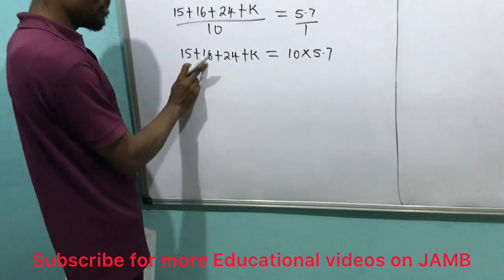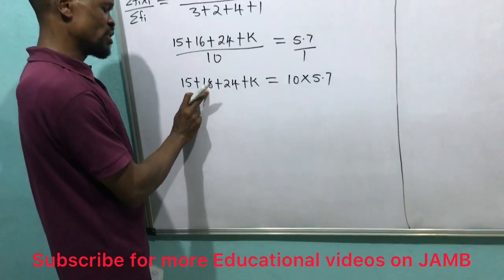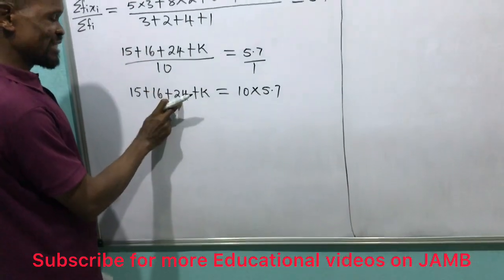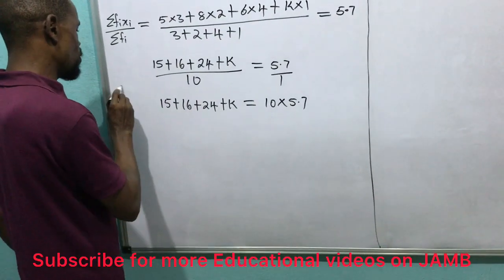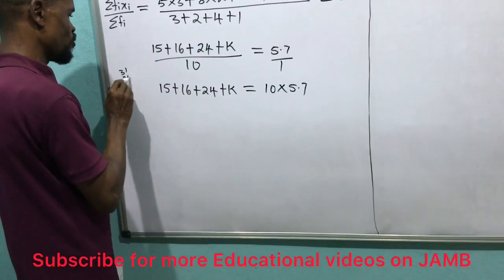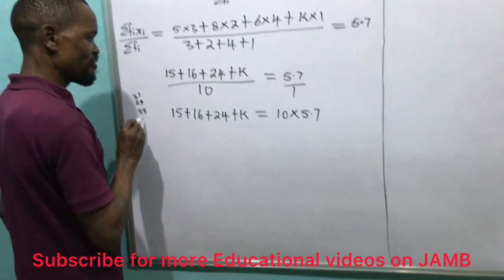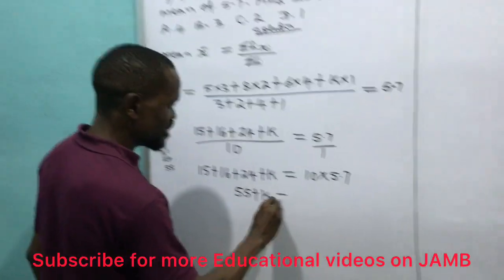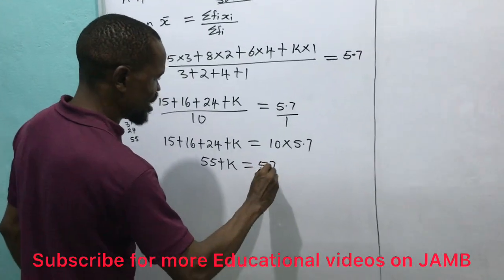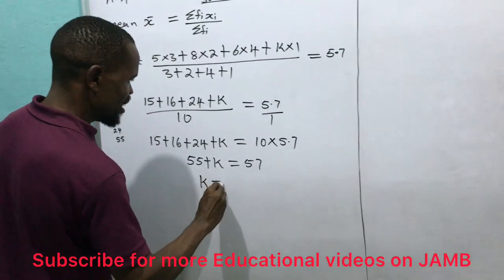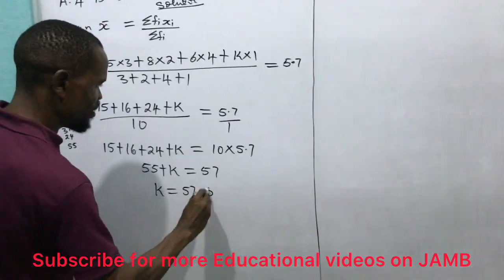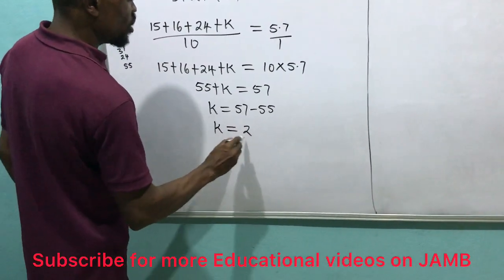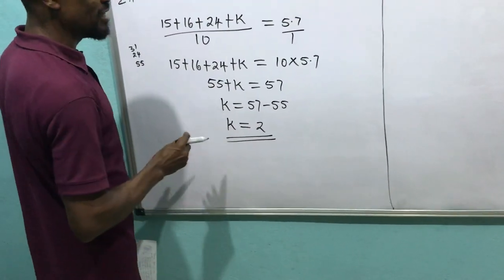15 plus 16 will give me 31. Plus this, 31 plus 24 will give me 55. That gives me 55 plus K is equal to, this time this will give me 57. Therefore K is equal to 57 minus 55. Then K is equal to 2. There, my answer for K is equal to 2.